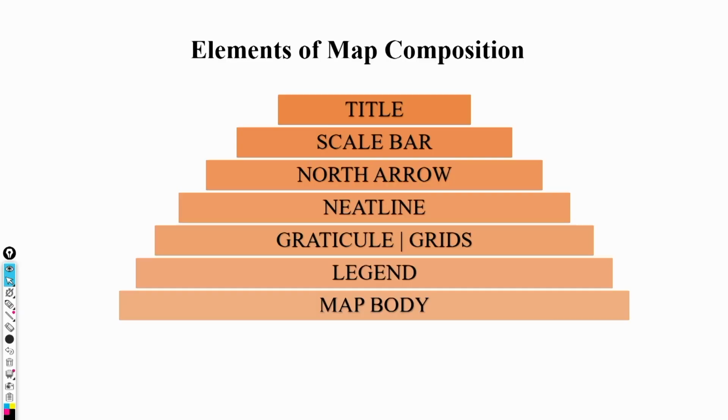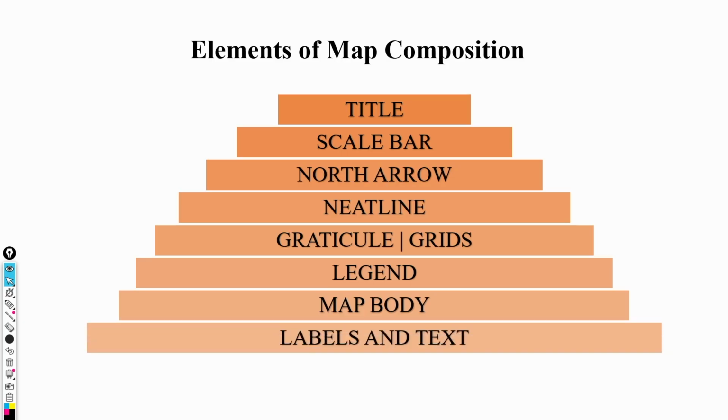So in QGIS you have a map space. Whatever information you are putting in that map space, when you bring it to a layout in the form of a map, that is called the map body. We will see all these things in the practical part. So next to the map body, you have your labels and text.